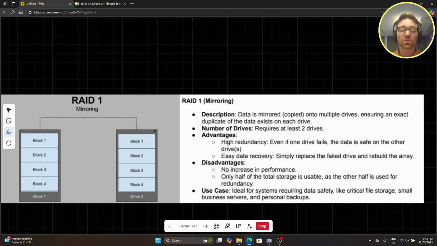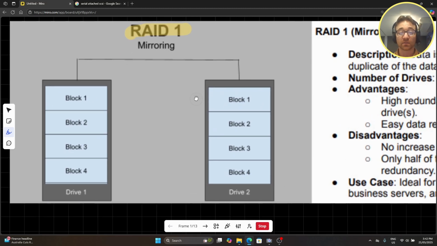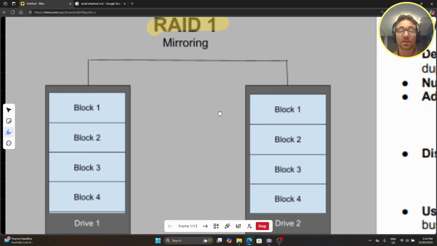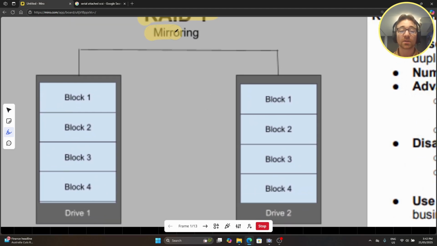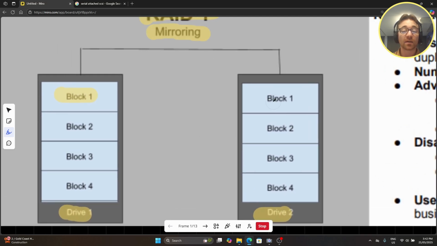That brings us to our next one, which is RAID 1. RAID 1 is pretty much the opposite of everything we were just talking about. You can see here in RAID 1, it does something called mirroring, and that is essentially the complete opposite of RAID 0. So in drive number 1, we have block 1 of data. In drive number 2, we also have a copy of block 1 of data. In drive number 1, we have block 2 data. In drive number 2, we have a copy of block 2 data.